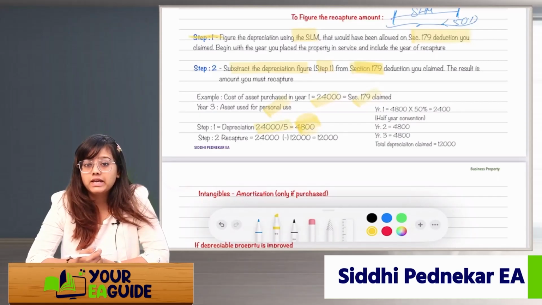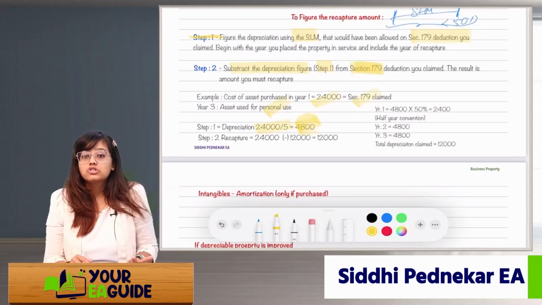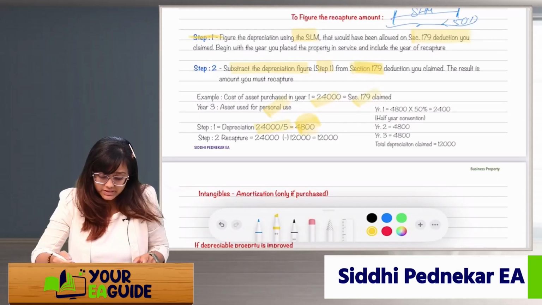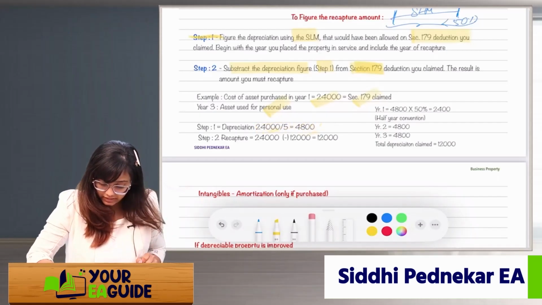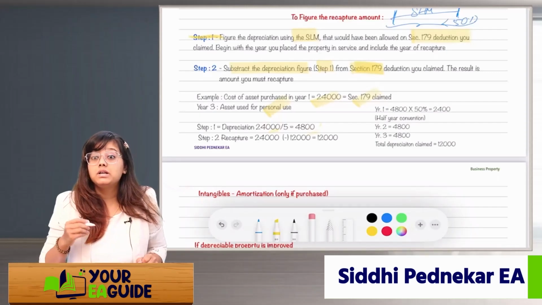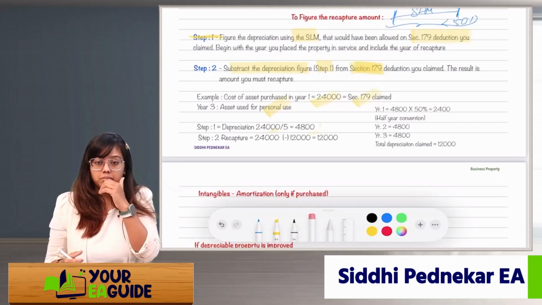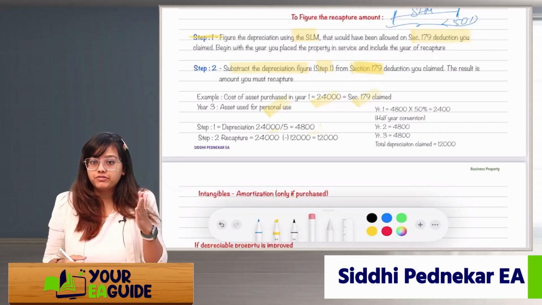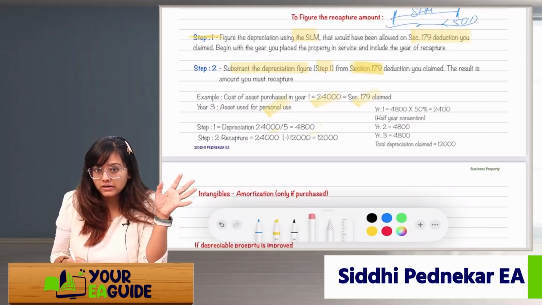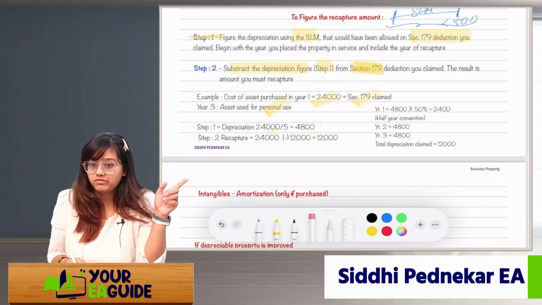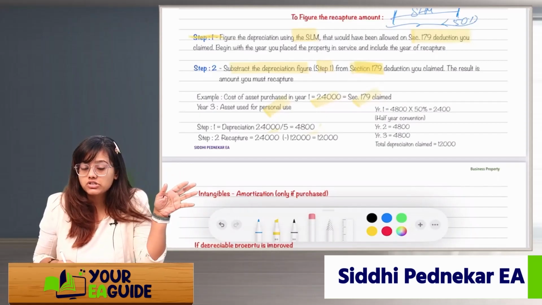So how much will I recapture? I am using it for personal use in the 3rd year. So 4,800 is my SLM amount, right? And I'll multiply it by 50% because I am using the half year convention. So year 1, year of purchase, will use half year, which will be 2,400. Year 2 will take the full depreciation. Year 3 also will take the full depreciation.